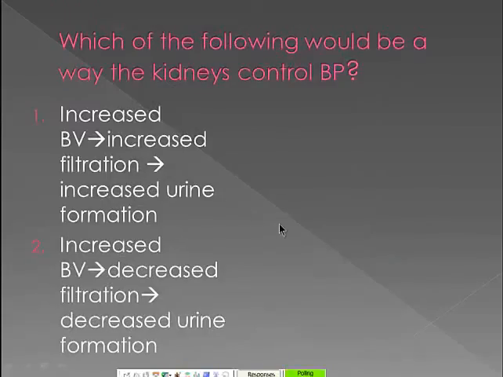So let's look at this question. Which of the following would be a way the kidneys control blood pressure? Increased blood volume would cause increased filtration and increased urine formation, or increased blood volume would cause decreased filtration and decreased urine formation.